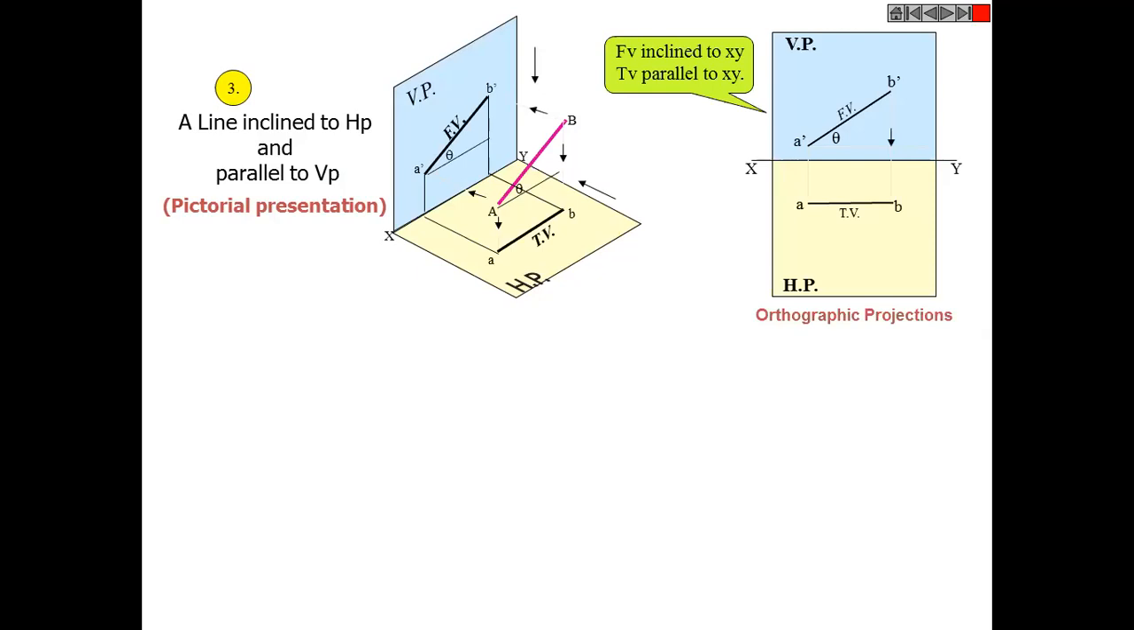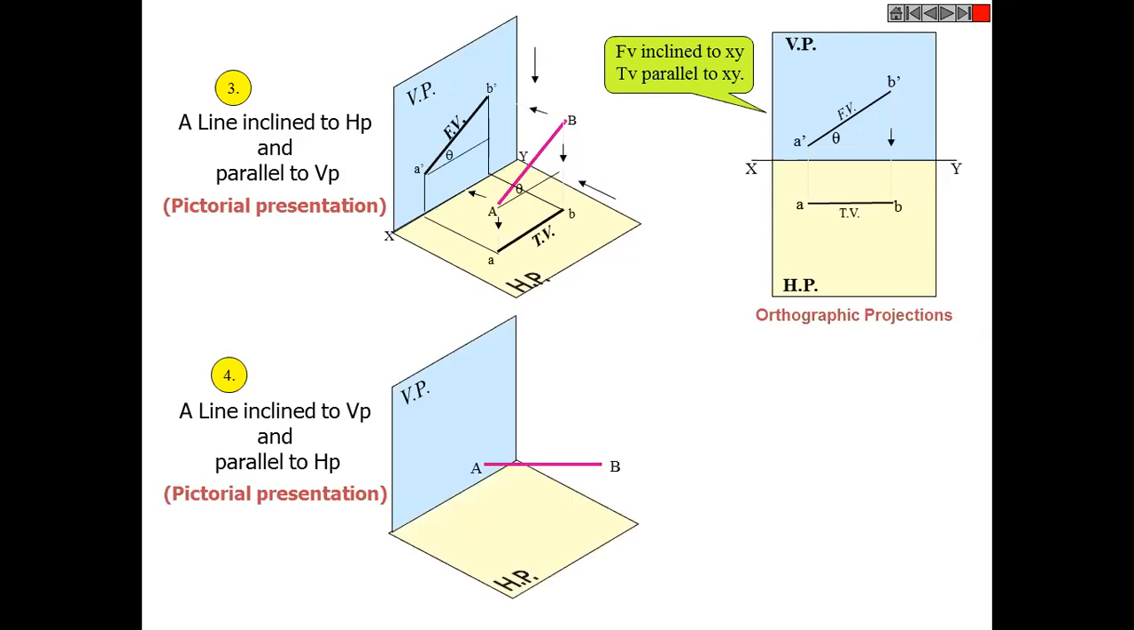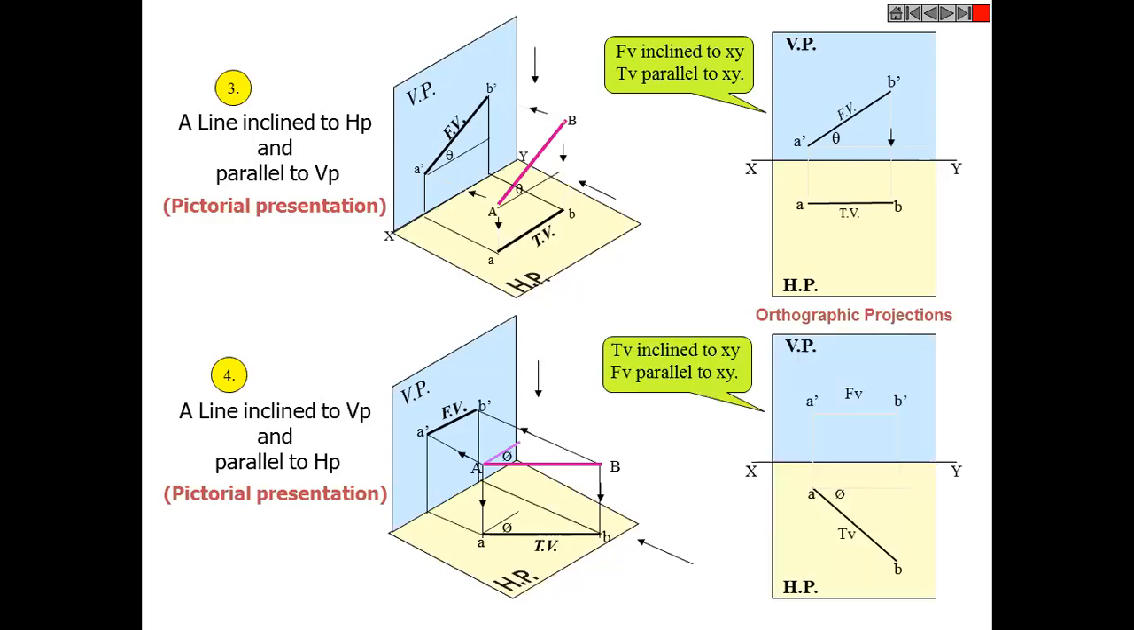Got it? Same way, now inclined to VP and parallel to HP, the reverse case. Now this is parallel to HP but inclined to VP. Okay. So now where will we get the true length? We will get the true length in which plane? HP. Correct. Okay, got it. Here it is, true length in HP, that is AB.